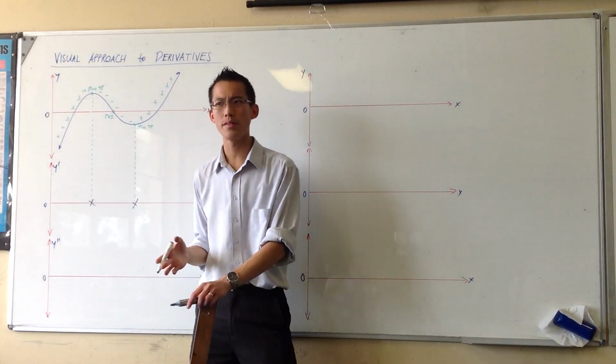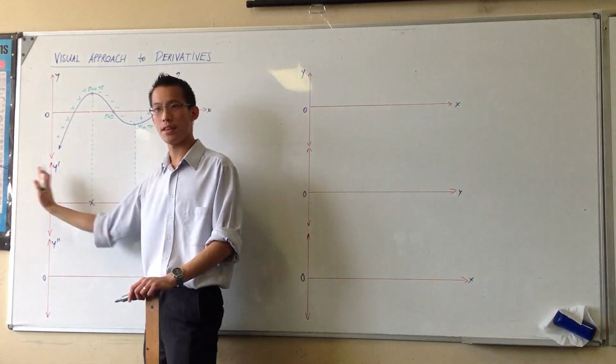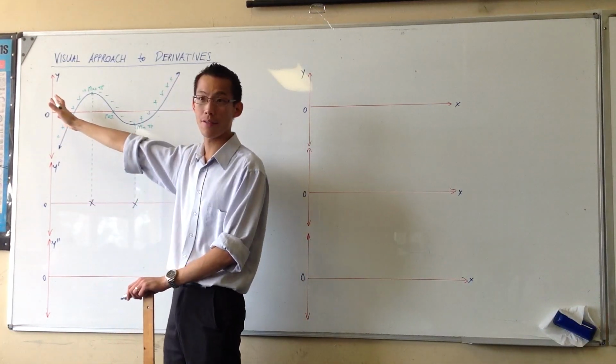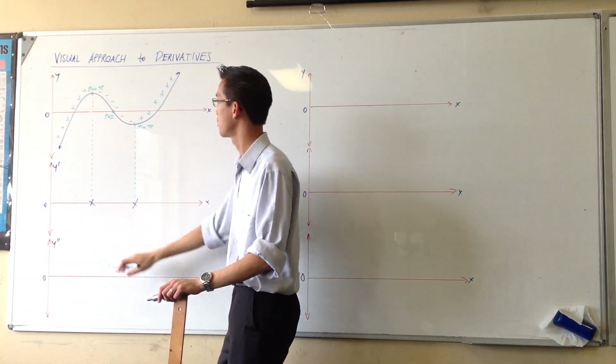So if you like, what this is equivalent to is shading regions down here, okay? Because to the left of this root, I should be above the axis. It should be positive. In between, it should be negative. Right? I should be below the axis.